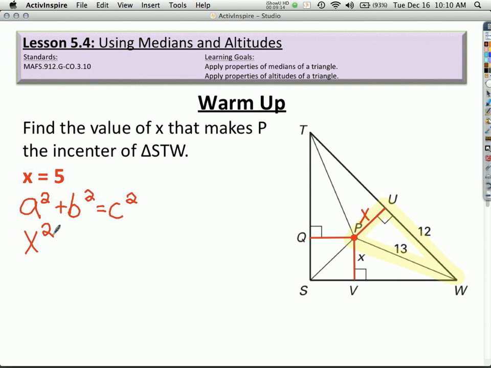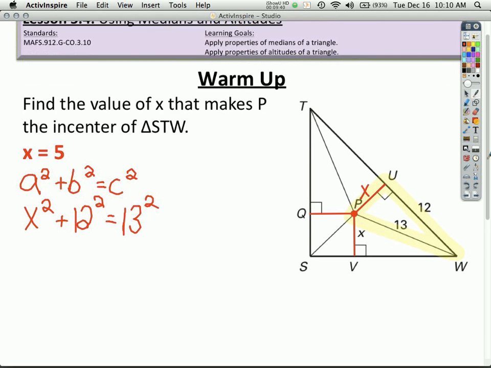And then what does b represent in the Pythagorean theorem? Sebastian? The longer leg. So the longer leg is 12, so now we've got 12 squared. And what does c represent in the Pythagorean theorem? Nathaniel? The hypotenuse. Thank you for using the big boy word. And so we've got 13 squared. Very good. Solve the equation.